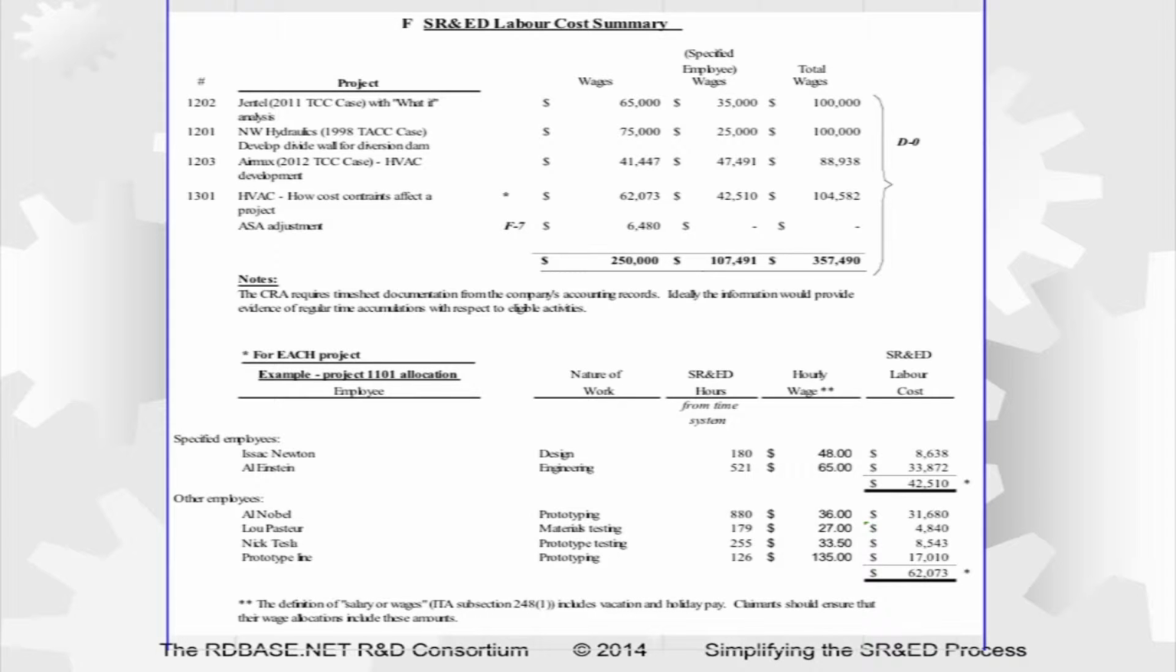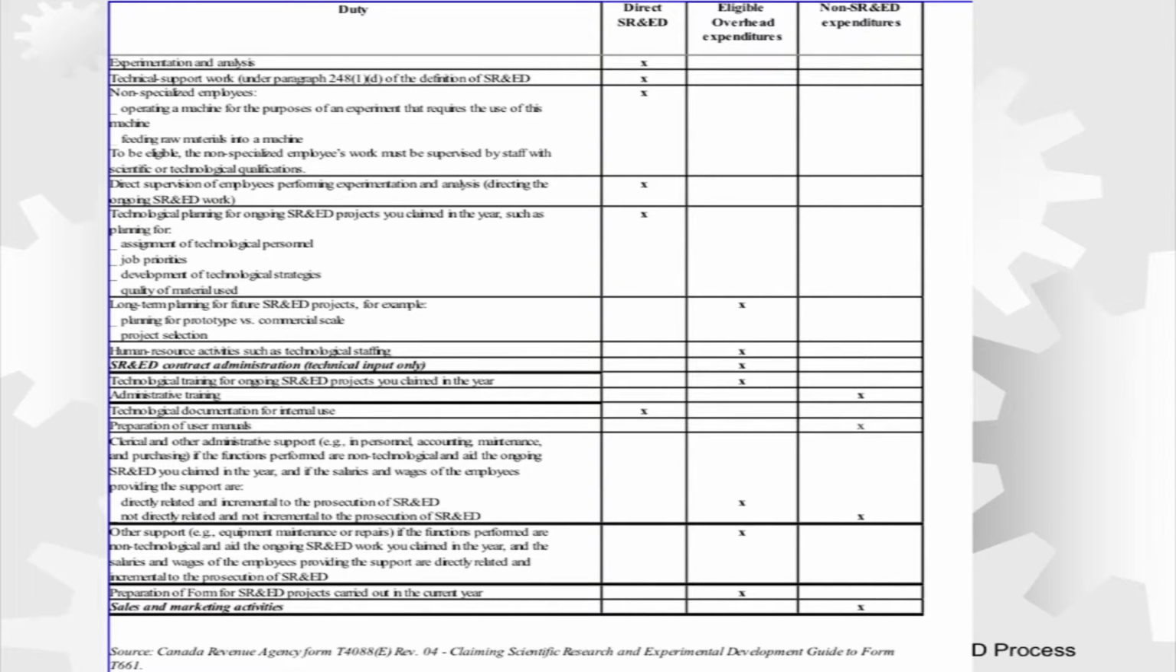experimental decisions? So a quick labor summary would list all of your cases, what the wages were for specified employees, non-specified employees, and in total, right? So this would be the total for all the projects, and then for each project you would break down the nature of work for each employee and how much you paid them. Very simple stuff. The real trick is deciding what activities are in. Once you've got the hours, it's in.